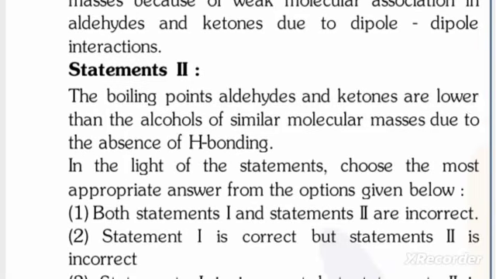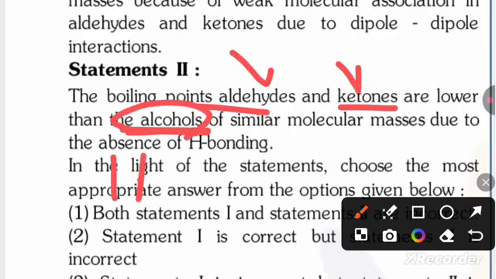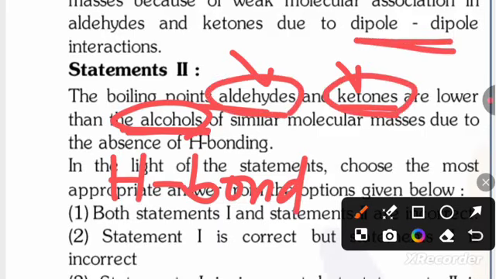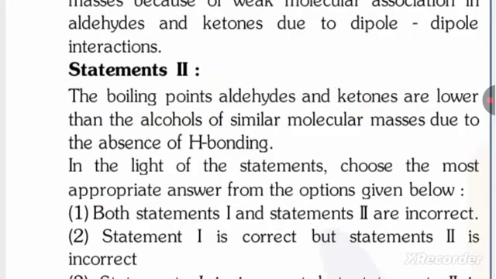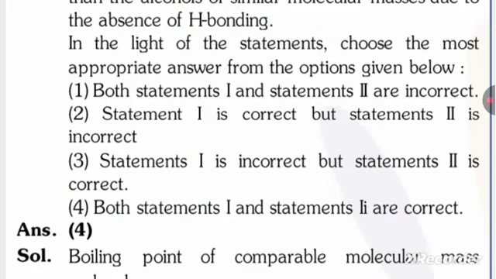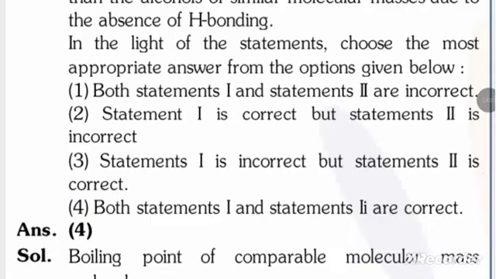So let us go to statement 2. The boiling points of aldehydes and ketones are lower than alcohols. The boiling points of aldehydes and ketones are lower than alcohols because in alcohols we find hydrogen bonding, whereas in aldehydes and ketones we find dipole-dipole interactions. Compared to dipole-dipole interaction, hydrogen bonds are stronger. That's why alcohols have a higher boiling point and aldehydes and ketones have a lower boiling point. So in this case, both statements are correct. Statement 1 and statement 2 are both correct. Let us move to the next question.